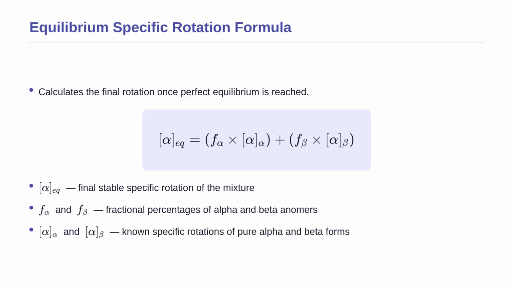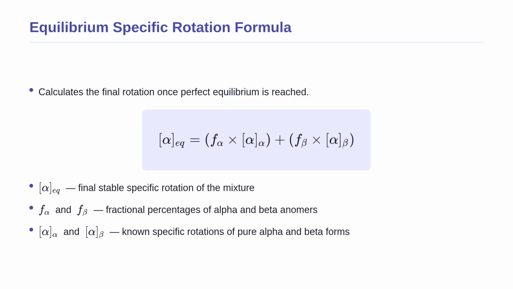This brings us to our second important equation. This formula allows us to calculate the final specific rotation of the glucose solution once it has reached perfect equilibrium. Conceptually, this is just a weighted average of the two anomers present in the water. The term on the left is the final stable specific rotation of the mixture. On the right, we multiply the fractional percentage of the alpha anomer by its pure specific rotation and add it to the fractional percentage of the beta anomer multiplied by its pure specific rotation.